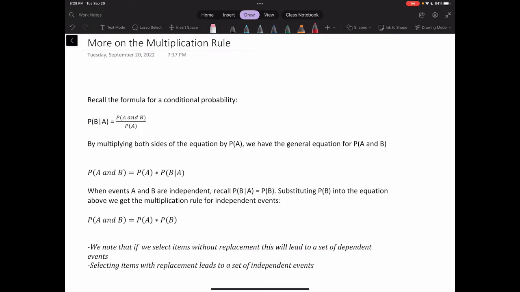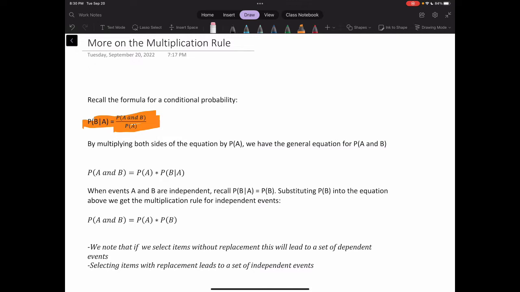Alrighty, in this video, we're gonna take a more in-depth look at that multiplication rule that we briefly touched on before. So to do that, let's recall the formula for a conditional probability. We said the probability of B given A is equal to the probability of A and B divided by the probability of A.